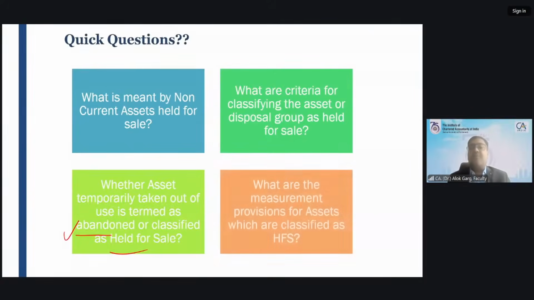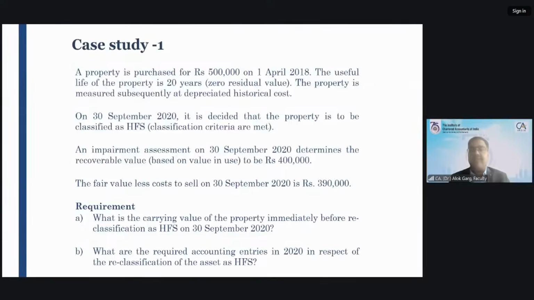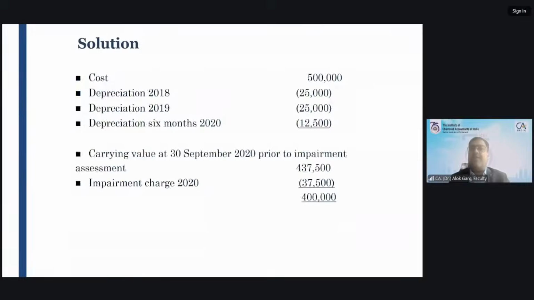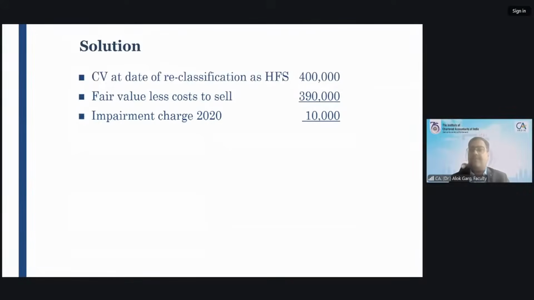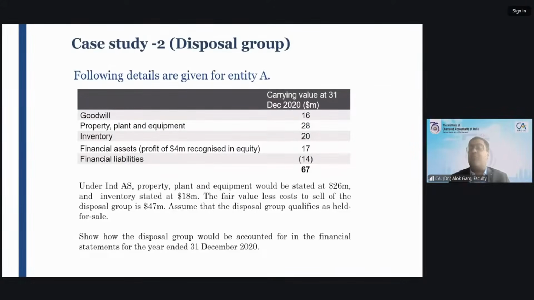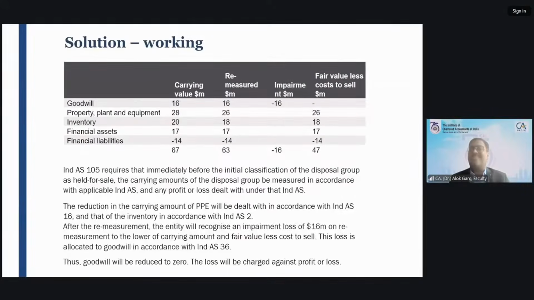So we discussed what is meant by non-current asset held for sale, what are the criteria for classifying the asset or disposal group as held for sale, whether an asset temporarily taken out of use is termed as abandoned or classified as held for sale, what are the measurement provisions for assets which are classified as held for sale. We also did case study 1, right, Saminathan? Yes, sir. Disposal group, we did 2 case studies on disposal group, right? Yes, sir. We discussed this case study in our full class.